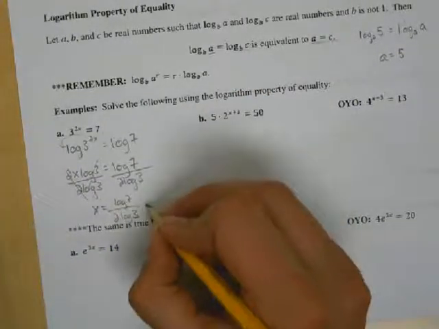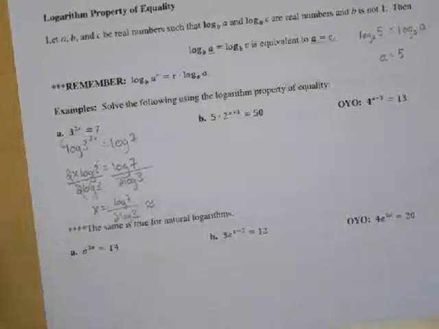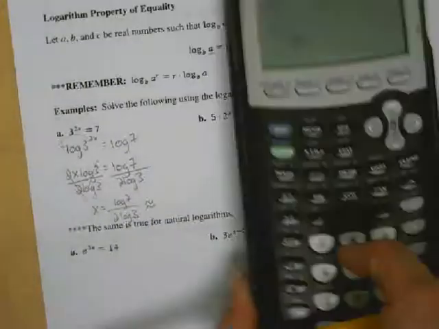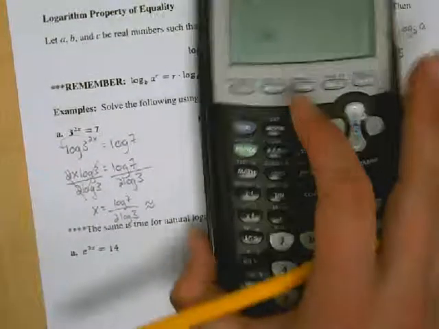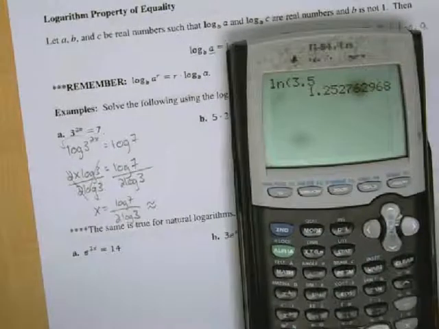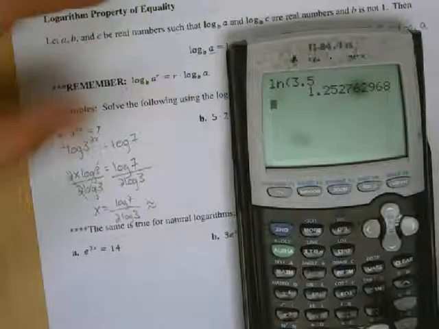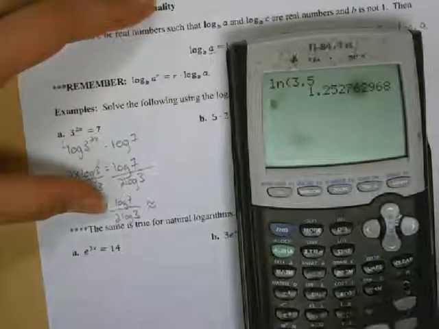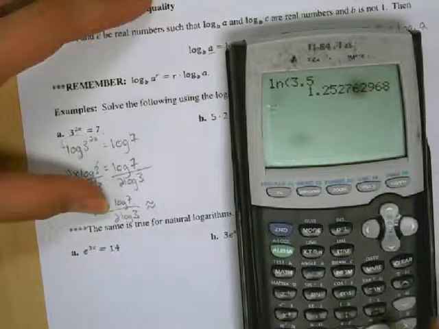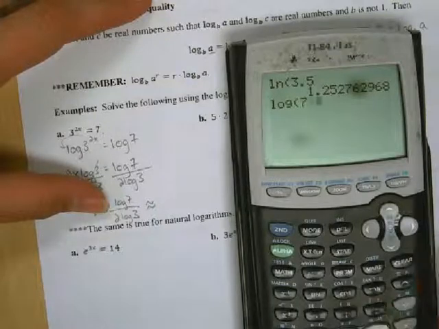Now when they want the approximate, because you're going to have to be able to do both, we're going to plug it in a calculator. Now you have to be very careful again with your calculator here, because you're going to have different answers if you don't enter it in correctly. So I want to do log 7, close parentheses, divided by.